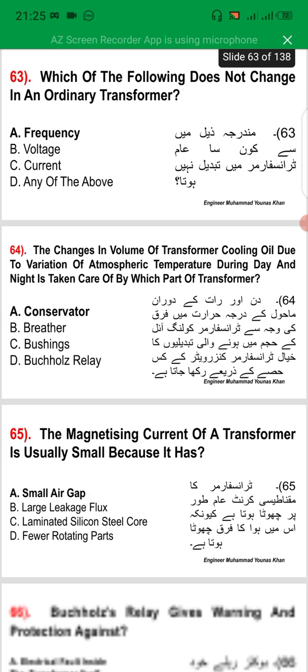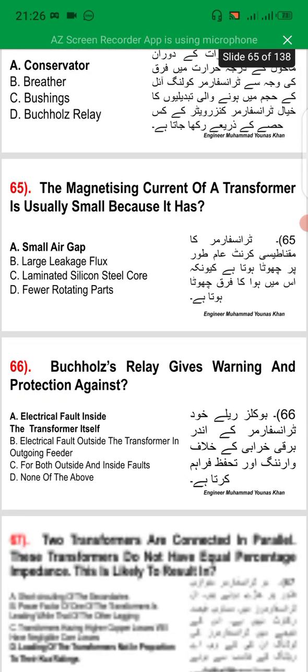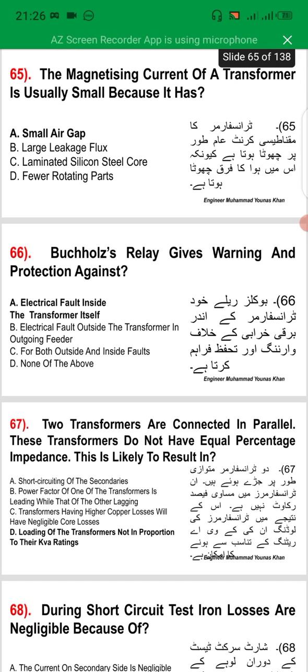Frequency. The change in volume of transformer cooling oil due to variation of atmospheric temperature during day and night is taken care of by which part of the transformer? Conservator. The magnetizing current of a transformer is usually small because it has small air gap. Buchholz relay gives warning and protection against electrical fault inside the transformer itself.